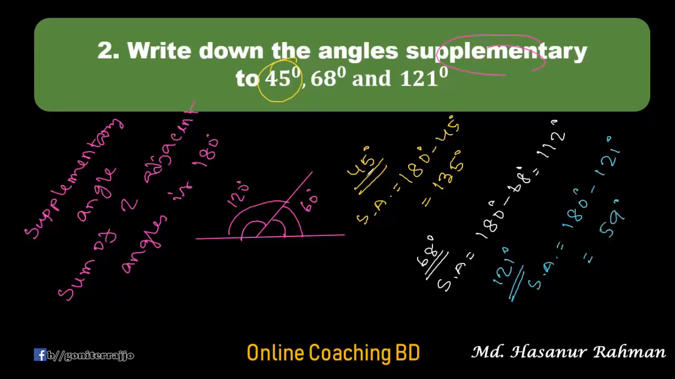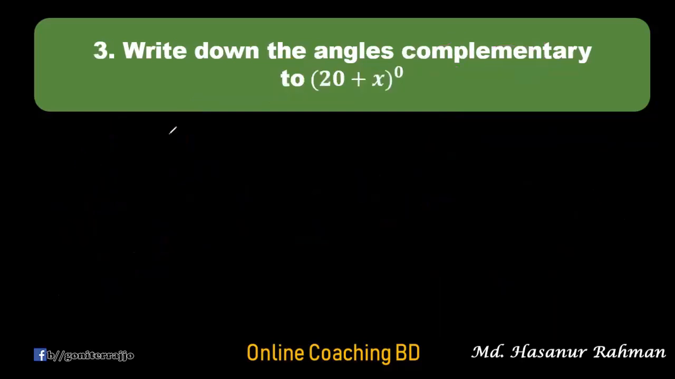So we can say 45 degree is supplementary to 135, or 135 is supplementary to 45. 68 degree is the supplementary angle of 112 degree. 112 degree is the supplementary angle of 68 degree. 121 degree is supplementary to 59 degree, or 59 degree is the supplementary angle of 121 degree. Very simple thing. Now write down the angles complementary to 20 plus x degree. If I want to find out the angles complementary to 20 plus x degree, that means we have to subtract from 90 degree.